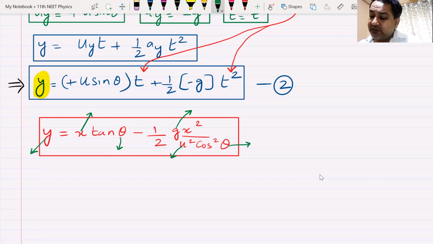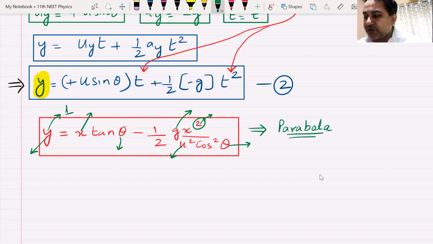As you can see, the power of y here is 1 and the power of x here is 2. That means this must be an equation of a parabola. Am I clear? Do you have any doubt? Please raise it now.